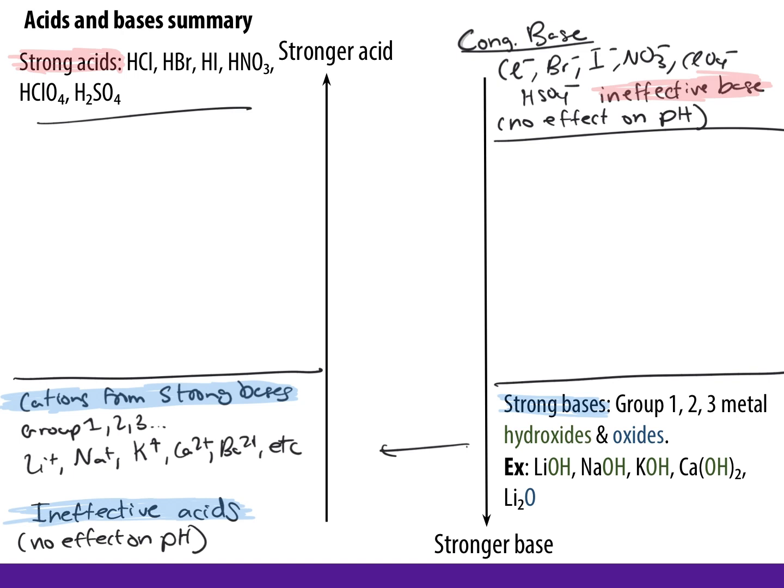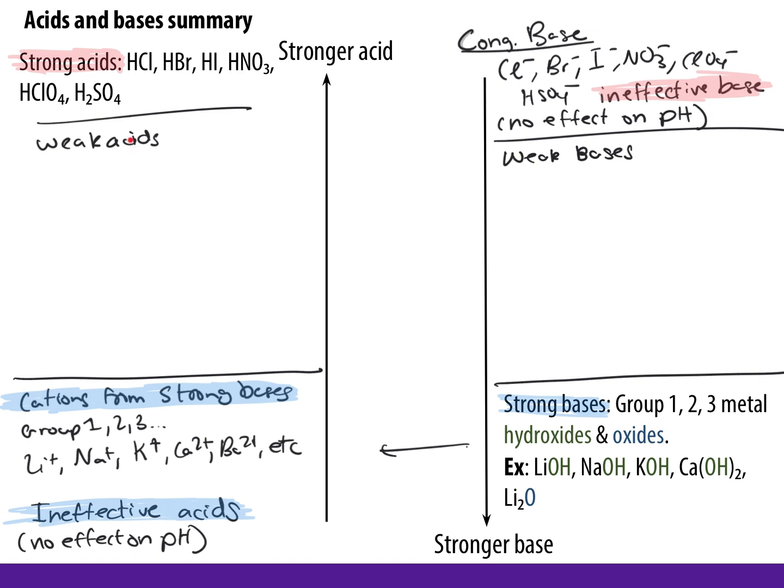In the middle of this picture, and what occupies the most space here, are our weak acids and weak bases. So in here we have weak acids on the left. On the right we have weak bases. When you hear weak, you should really think of that as being like medium strength. Sometimes people will think that a weak acid's conjugate base should be a strong base, or a weak base's conjugate acid should be a strong acid, but we'll see that's not the case.